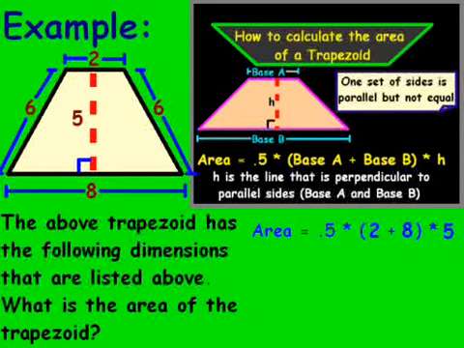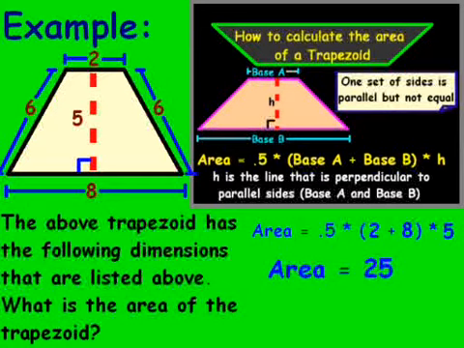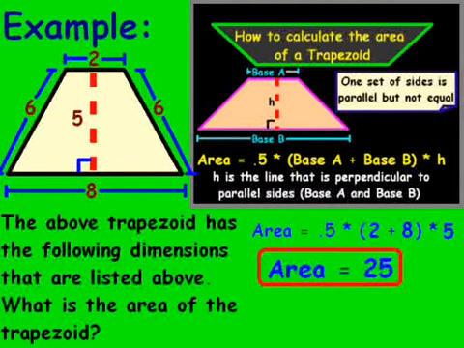Now we want to simplify all this down. 0.5 times 2 plus 8, well 2 plus 8 is 10, so 0.5 times 10 is 5, and then 5 times 5 is 25. Alternatively, we could take 2 plus 8, which is 10, times 5, which is 50, and then multiply 50 times 0.5, and we get 25 that way as well. And our answer is that the area of this trapezoid is 25.